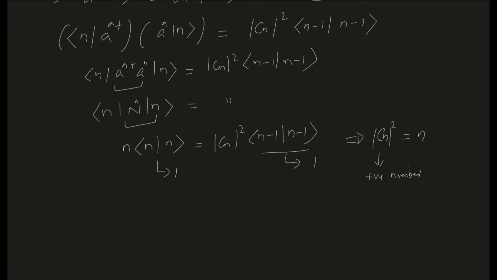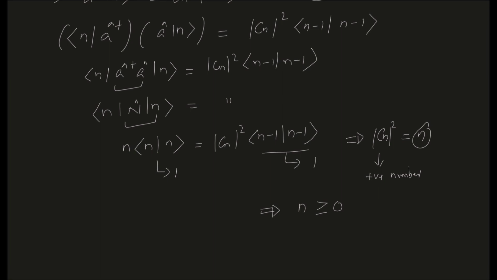This will always be a positive number because it's the modulus square of something, which will always give you some positive number or 0. So it implies that the right hand side should also be 0 or always a positive number. So we get an important clue about this number n here. It tells you that this n must be greater than or equal to 0, because |Cn|² can never be negative, it's a modulus square quantity. So whatever these quantities small n are, they must be numbers greater than or equal to 0. It can never be a negative number, since norm is a positive quantity.